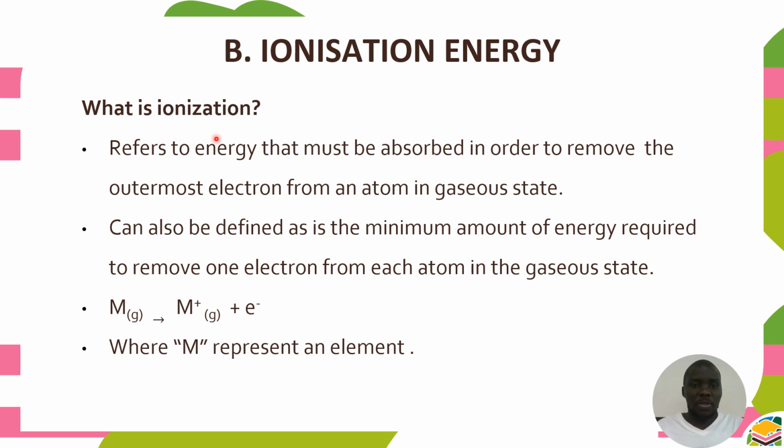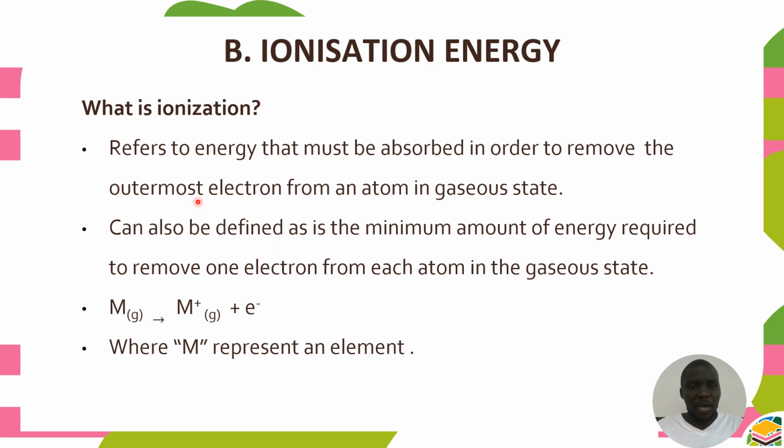So what is ionization energy? We are going to start by looking at the definition. Ionization energy can be defined as follows. It refers to the energy that must be absorbed in order to remove an outermost electron from an atom which is in gaseous state. It can also be defined as the minimum amount of energy that is required to remove an electron from each atom which is in gaseous state.